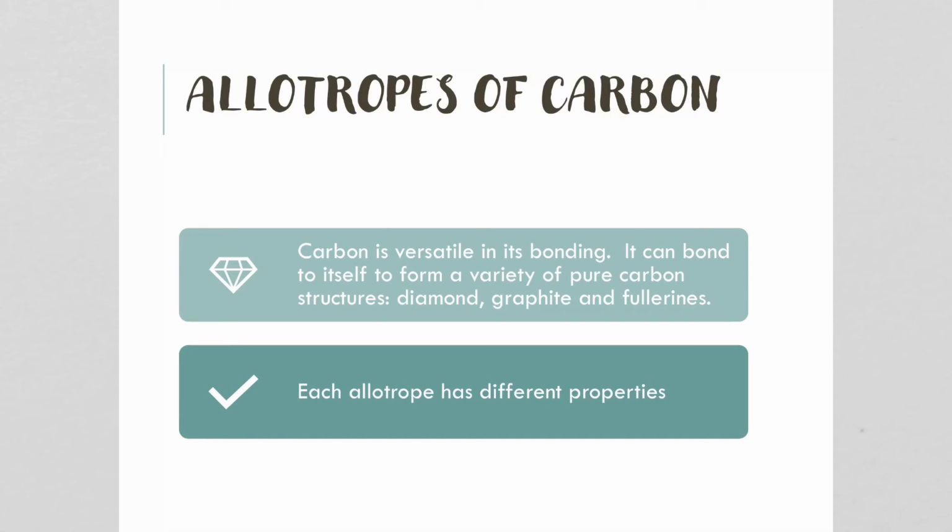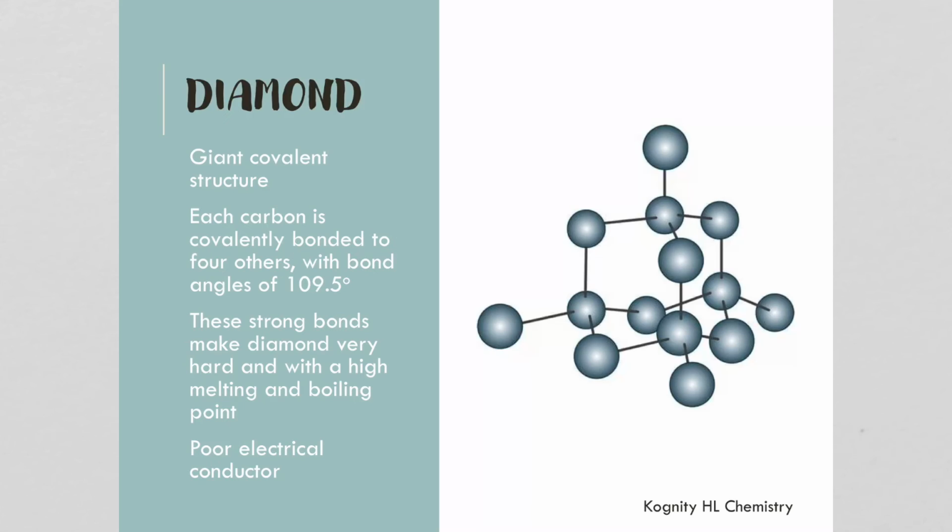So now we'll talk about some of the allotropes of carbon. We've mentioned before in other lessons that carbon is a very special element because it is so versatile in its bonding. Because it has 4 valence electrons, it can bond with 4 other atoms. So it can bond with itself as well. So it can bond to form a variety of pure carbon structures like diamond, graphite, and the fullerenes. And each allotrope will have different properties. We're going to discuss each of those now.